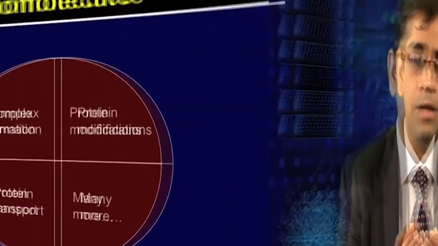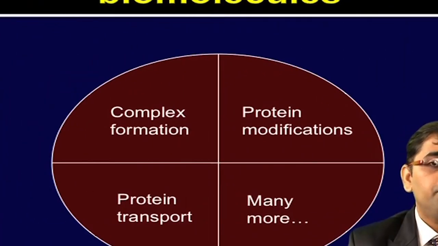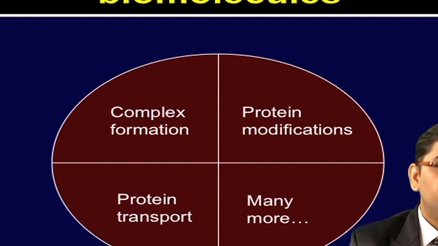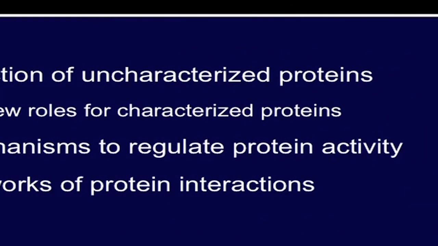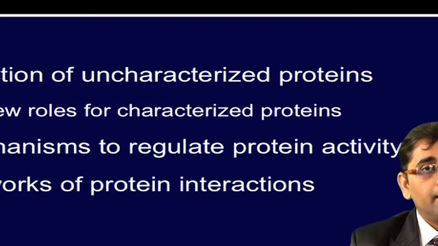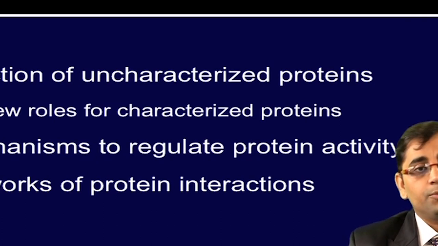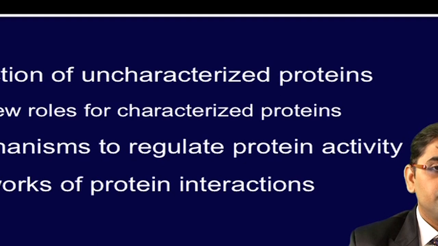Proteins interact with a variety of molecules, and these interactions are key to the proper functioning of a given cell. Proteins affect interactions, form complexes which modify the proteins and help in protein transportation, and affect the various functions in which they are involved. Interactomics aims to identify the function of uncharacterized proteins so that one can assign new roles to various proteins. The mechanism to regulate protein activity can also be understood by studying the interactions.